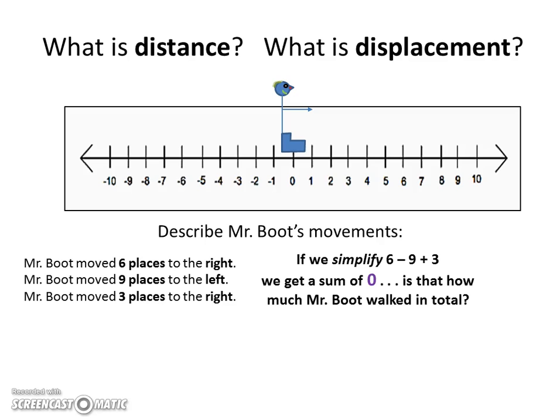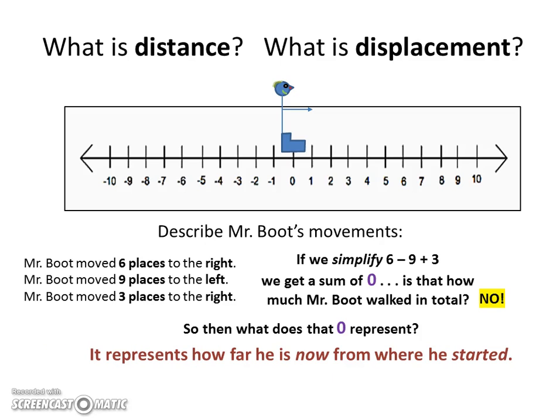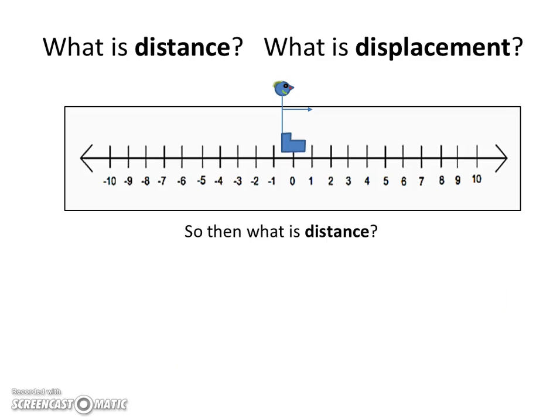Is that how much Mr. Boot actually walked in total? I don't think so. He definitely moved, so if he moved, it couldn't be 0. So then, what does that 0 represent? It represents how far he is now from where he started. This is known as displacement.